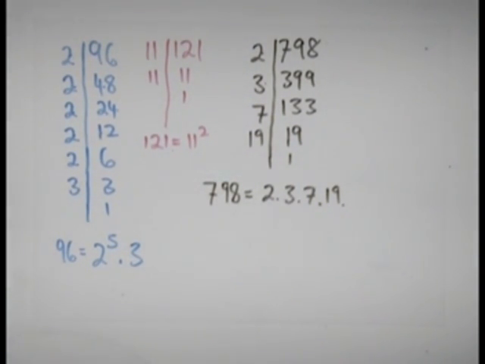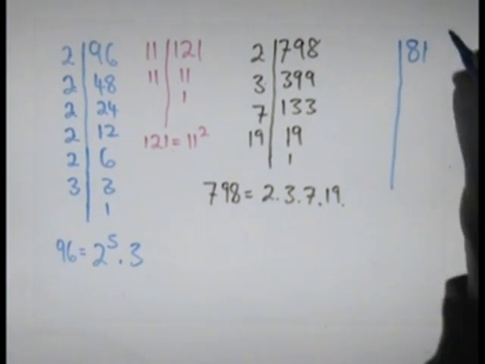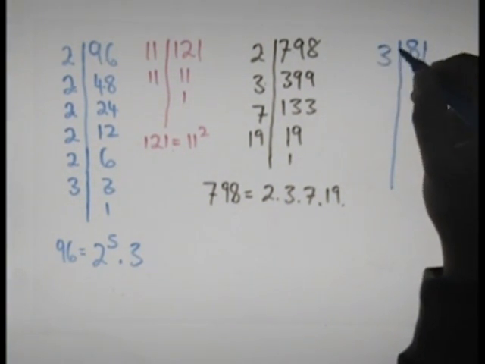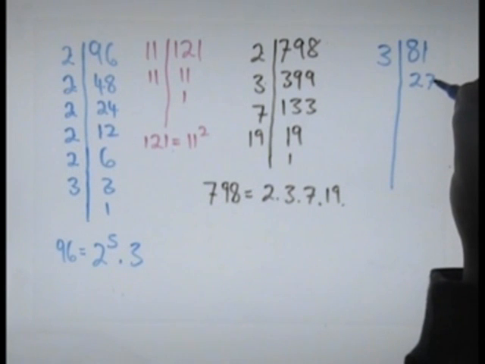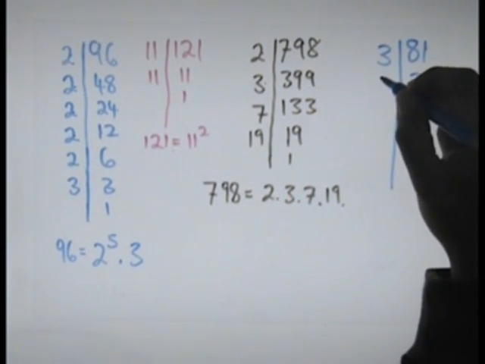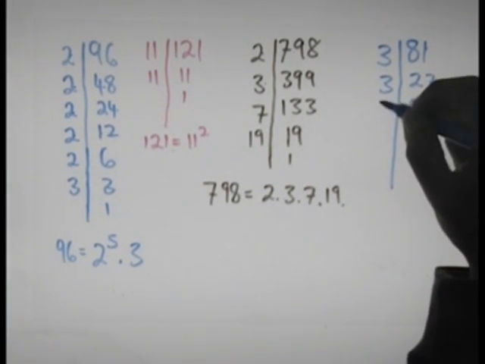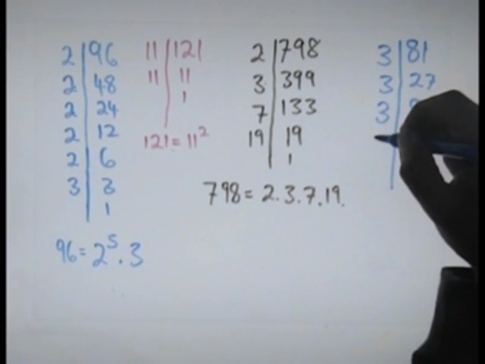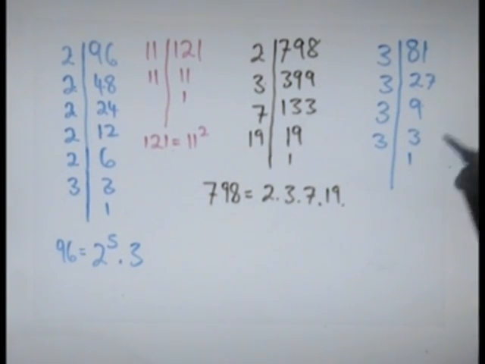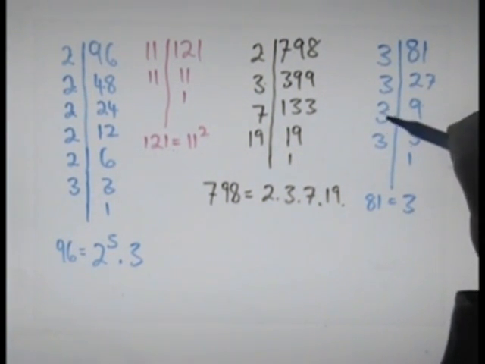The next one I gave you to do was the number 81. The first prime number into 81 is 3. 3 goes into 81 27 times. The smallest prime number into 27 is 3. 3 goes into 27 9 times. Smallest prime number into 9 again is 3, and 3 goes in there 3 times, and the smallest prime number into 3 is itself, and that's 1 time. That means that 81 is equal to 3 to the power 1, 2, 3, 4.